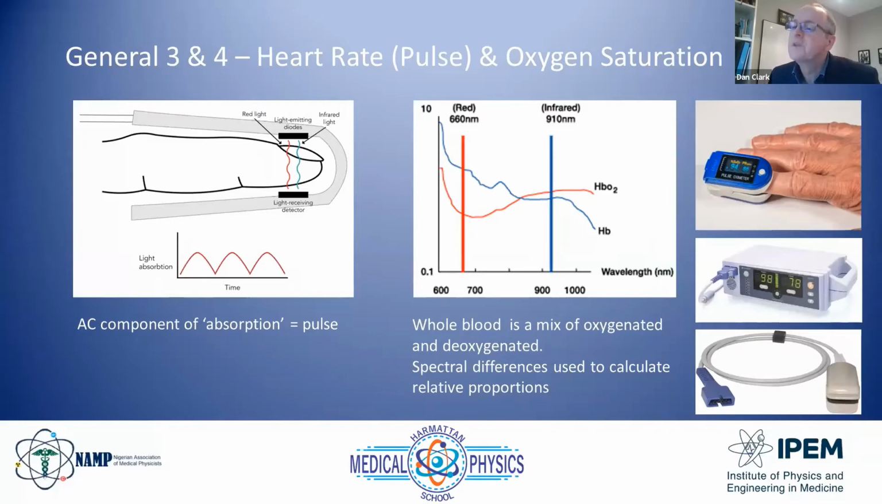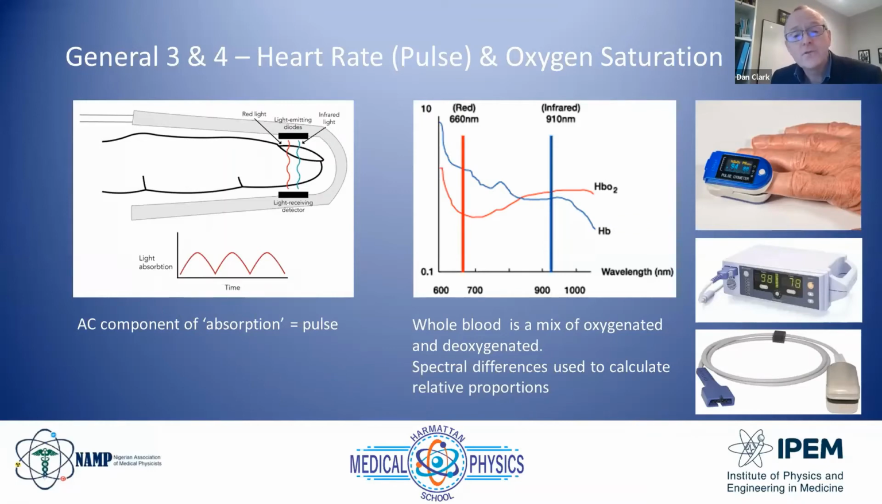But it can do more than that, because the amount of light that's absorbed by blood changes. The spectrum of absorption changes depending on whether the blood is oxygenated or deoxygenated. The graph in the middle of the picture shows that difference. The blue line as it's drawn on this graph shows the absorption spectrum of deoxygenated blood, and the red line shows the absorption spectrum of oxygenated blood. And of course, the blood going through your fingertip will be a mix of those two components.